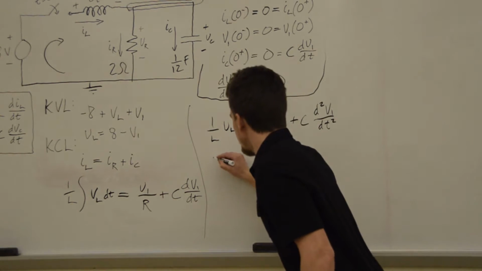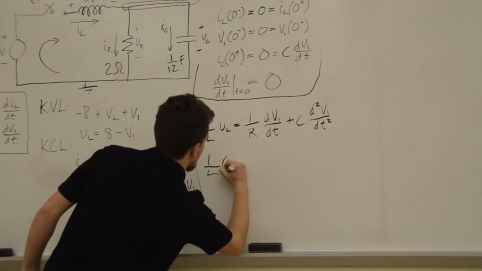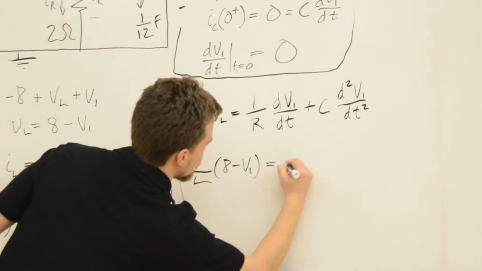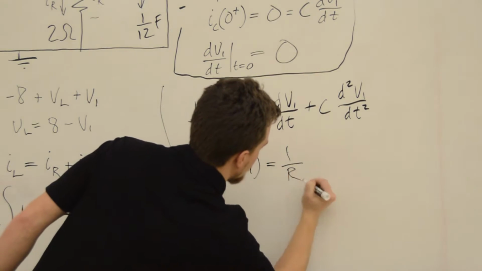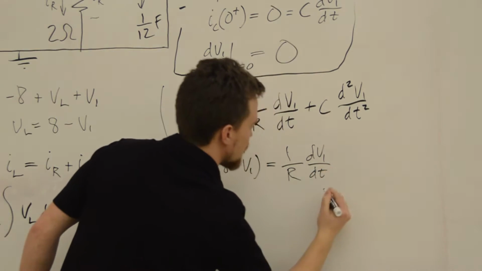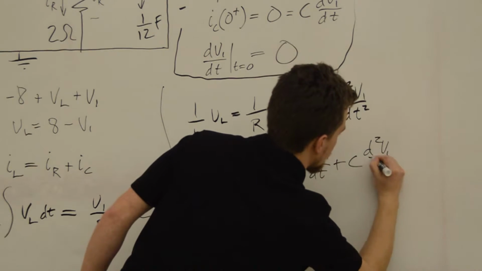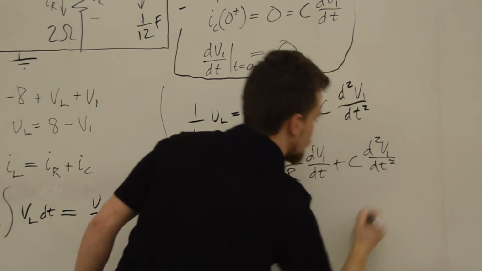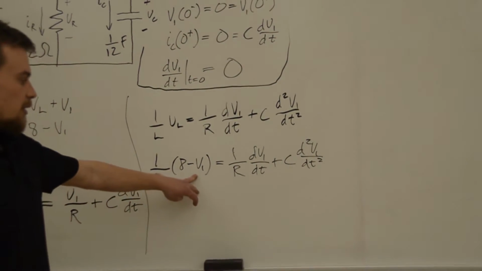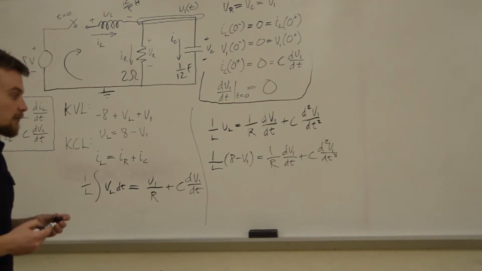So we have 1 over L times 8 minus V1 is equal to 1 over R times our first derivative plus C times our second derivative. Okay, so now we have a differential equation that only has one variable in it, that variable being V1, which is the voltage we're looking for.